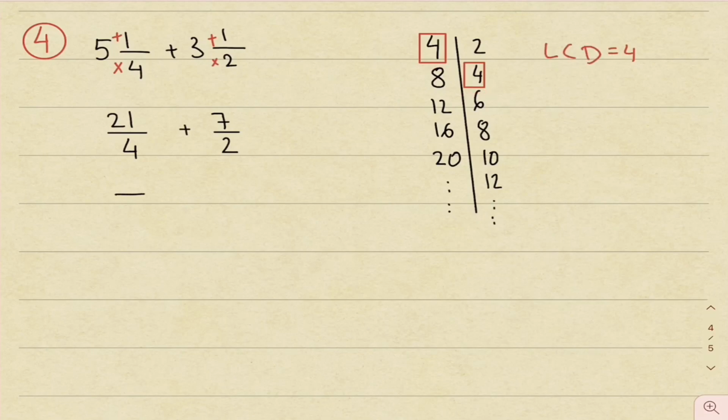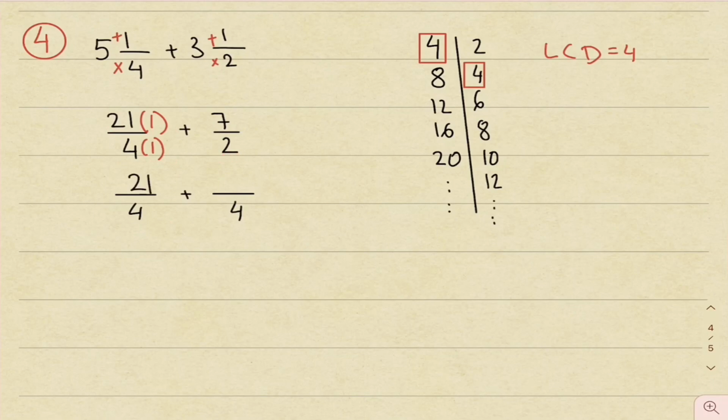Now I'm going to rewrite each fraction. In the denominator, I'm going to write the LCD, which is 4. So the first fraction is 21 over 4, but the LCD that we just found is 4. So all you have to do is multiply by 1 on the bottom and on top. So 4 times 1 is 4. 21 times 1 is 21.